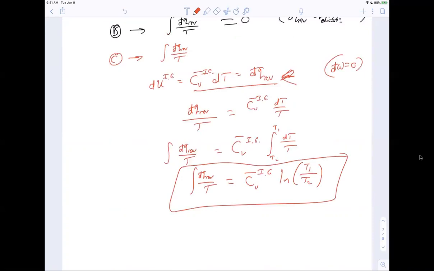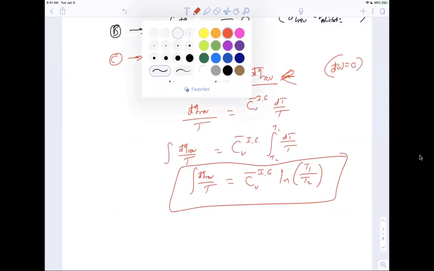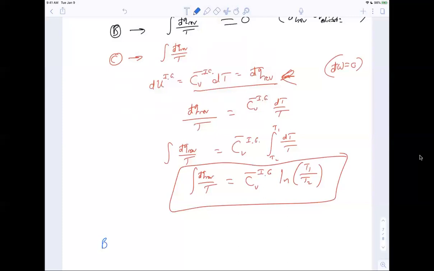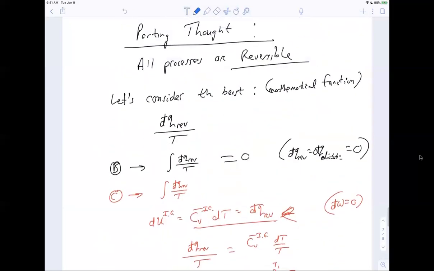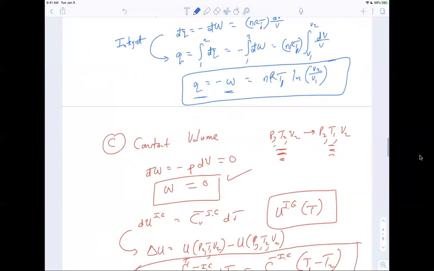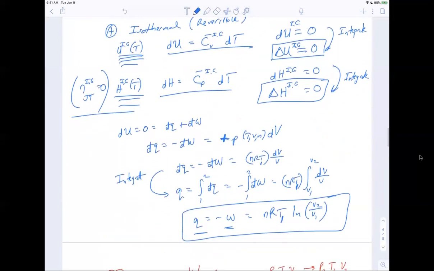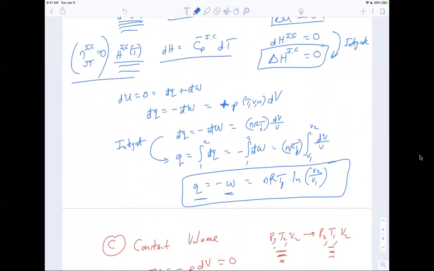Now let's finally do the blue one, which is the isothermal case. That was the isothermal case where we went from P1, V1, T1 to P2, V2, T1. Again, we want to consider this dq reversible over T beast. So let's take a look at what we had for the blue process. What did we have for dq?